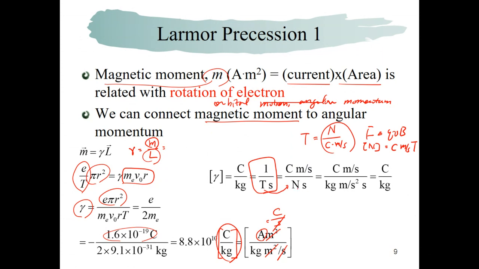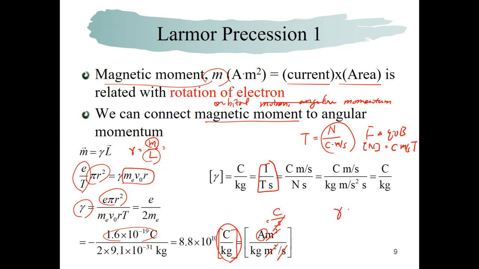And the Newton is kilogram meter per sec square, because this is MA, the mass multiplied by acceleration. And then with this form, you can find this one is dropped, and only coulomb per kilogram remains. Then why is this form important?